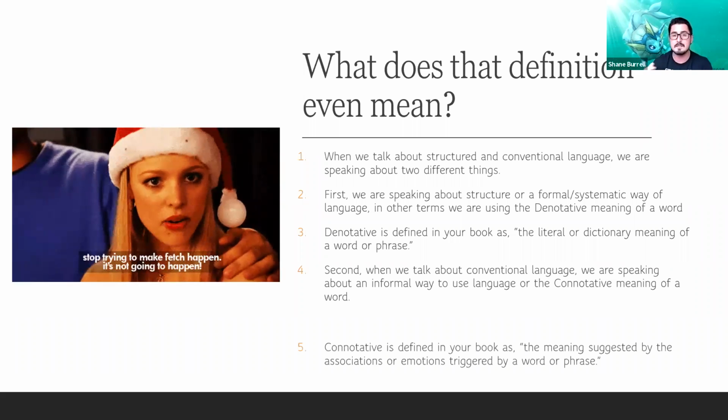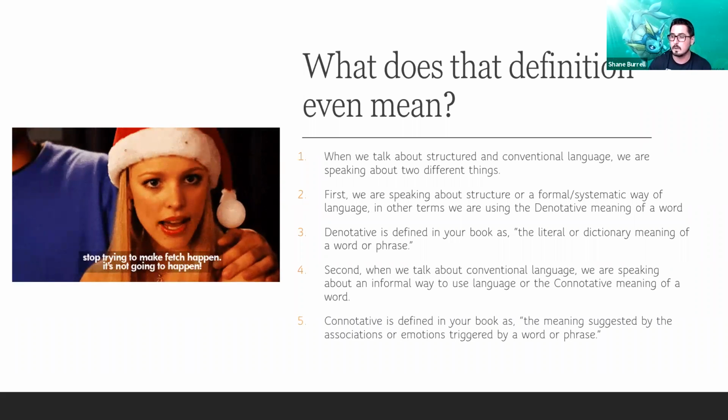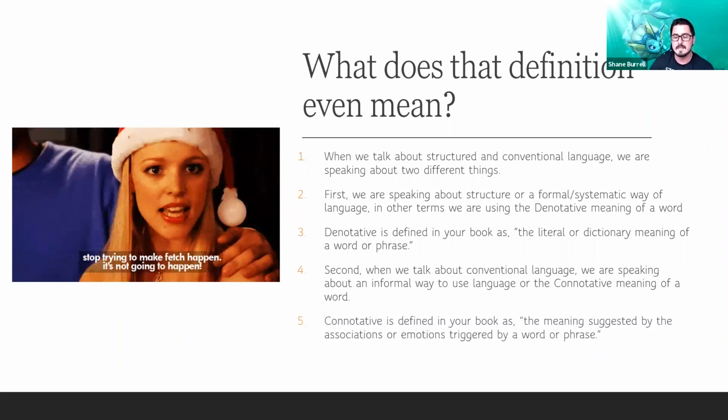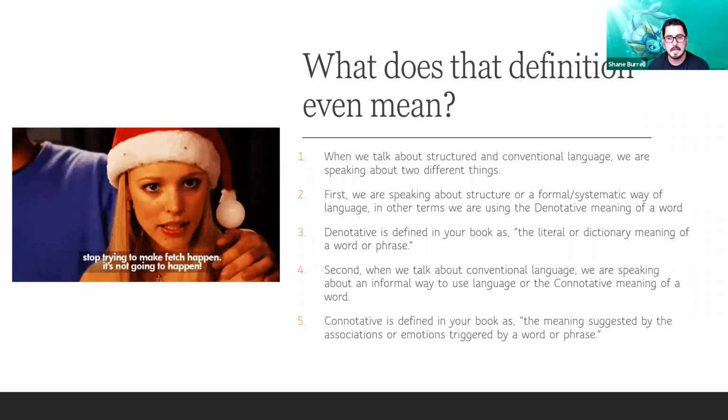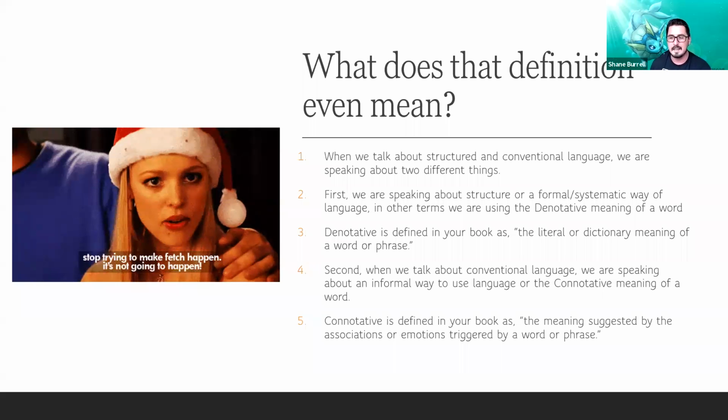And so a connotative meaning, it's defined in your book as well, is the meaning suggested by the associations or emotional triggers of a word or a phrase, right? So like in this GIF right here with Rachel McAdams, she's saying, stop trying to make fetch happen. It's not gonna happen, right? So we know the word fetch, and you guys might not know this. This is from Mean Girls, but you might, I don't know.